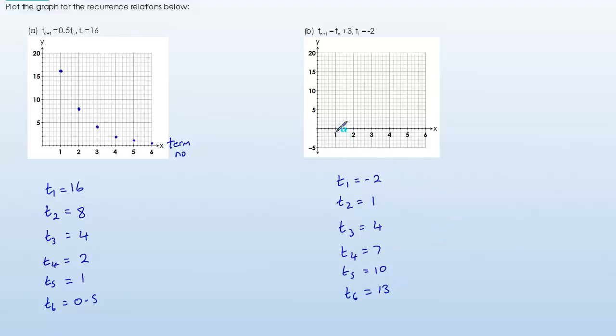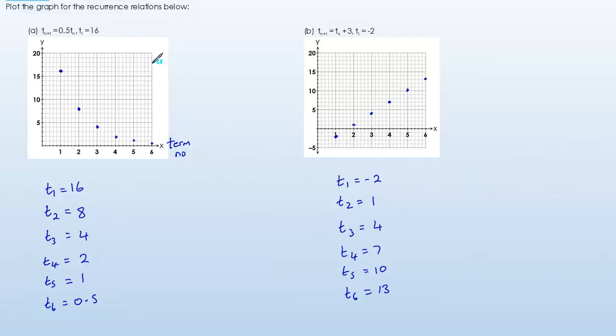So term 1 is negative 2. Term 2 is 1. Term 3 is 4. Term 4 is 7. Term 5 is 10. And term 6 is 13. Once again, you will see lines through these occasionally, but there shouldn't be. It should just be the dots.